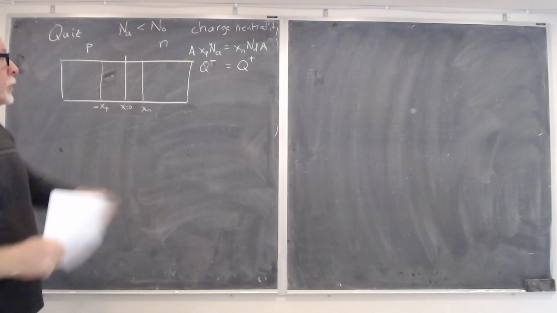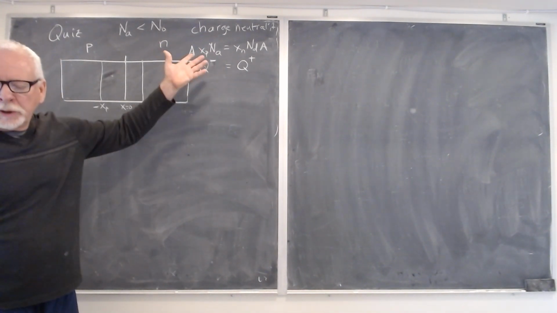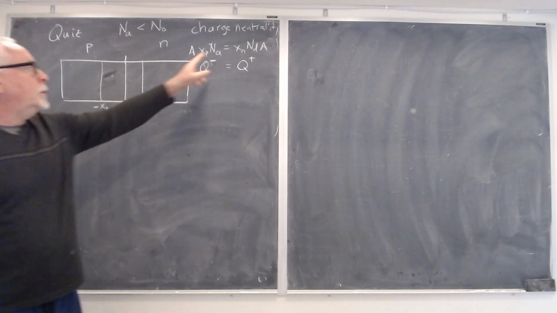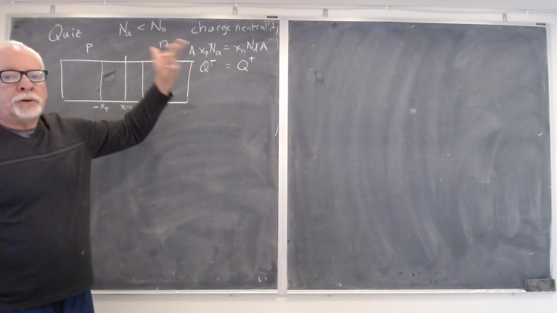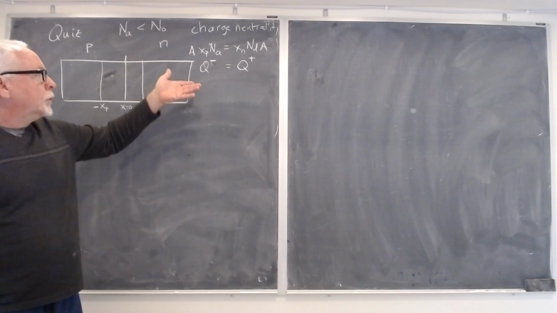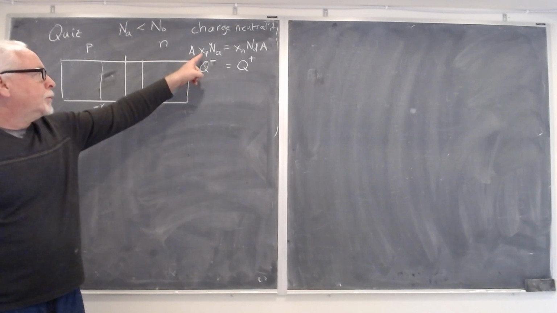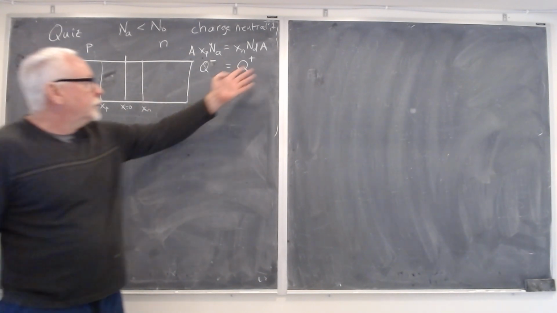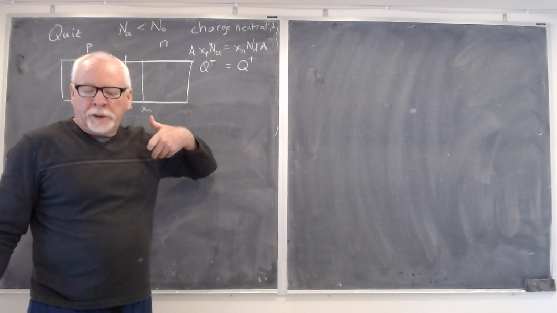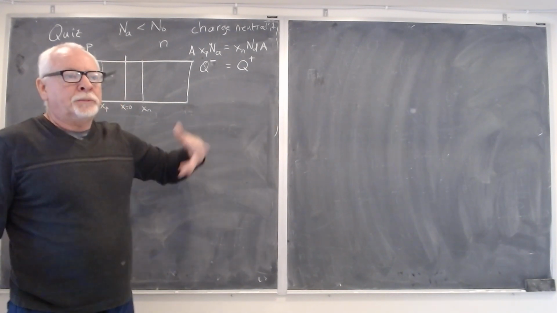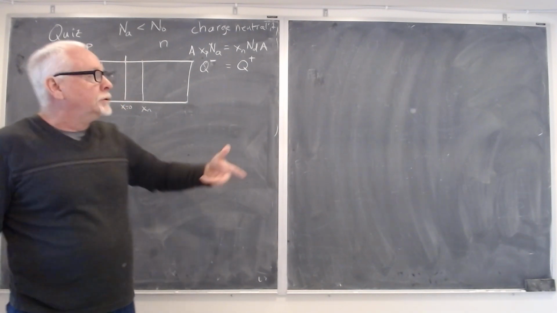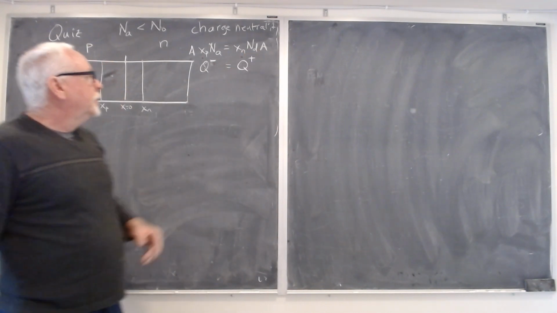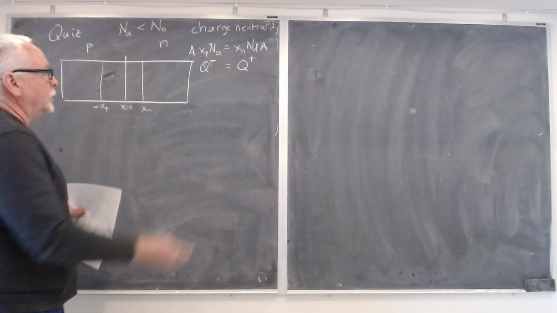Because remember, when an acceptor atom becomes ionized, it accepts an electron, so it becomes negatively charged. Na is the acceptor atoms per unit volume. So to get the total number of acceptor atoms, you would multiply times the volume, which is A times xp. And same thing on the other side: when a donor atom donates an electron, it becomes positively charged because it lost that electron. So you would multiply it times the volume, which is A times xn. And of course the A's cancel out.